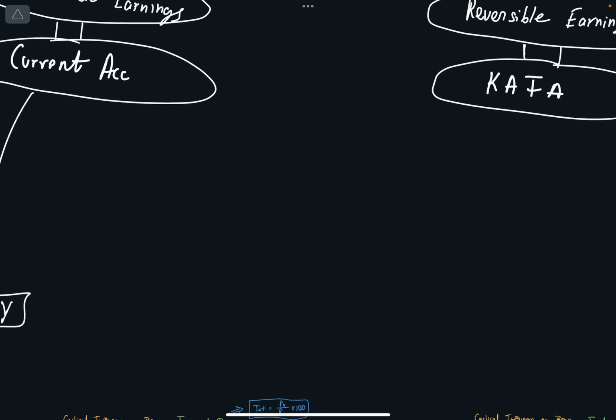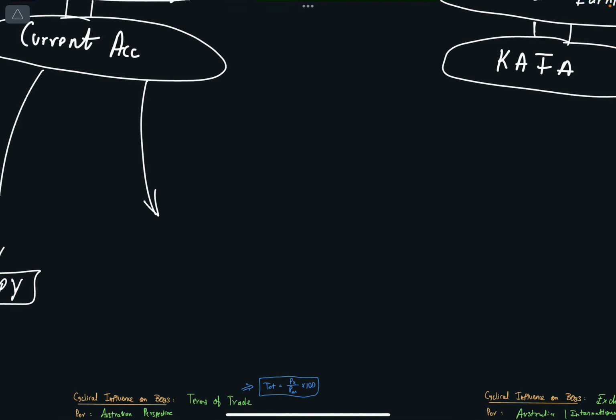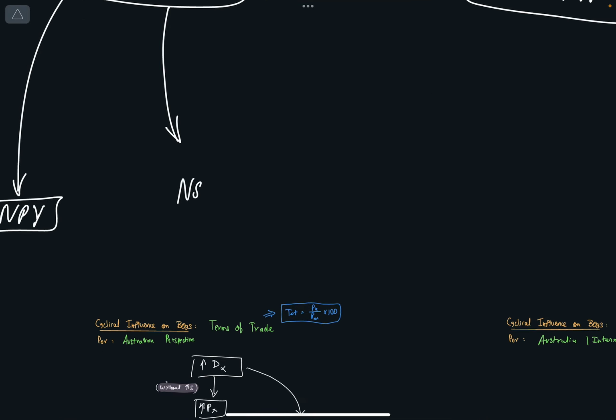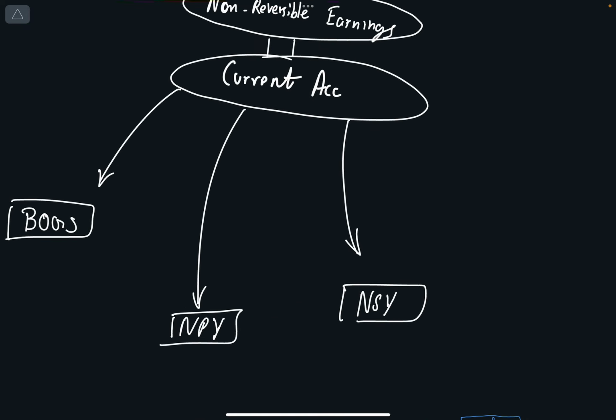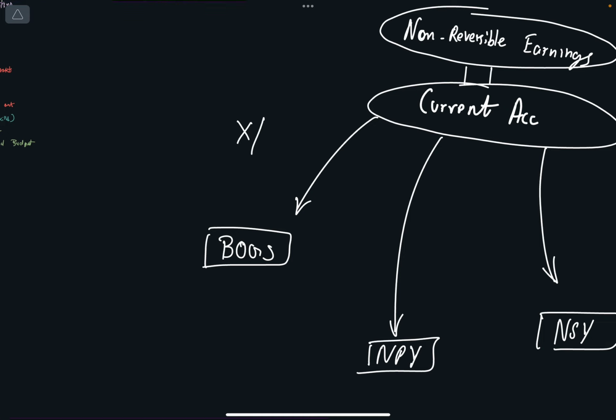NPY. And then we look at NSY. All good. Now, when we look at BOGs, what's BOGs? BOGs is X&M, okay? It's related to the exports and imports in the short term. Alrighty.